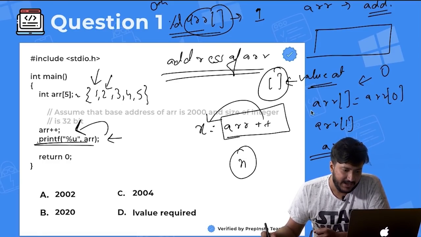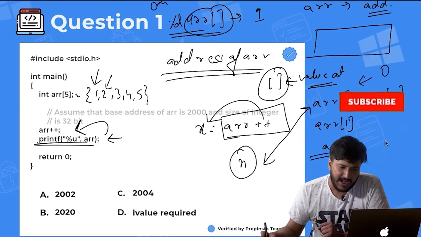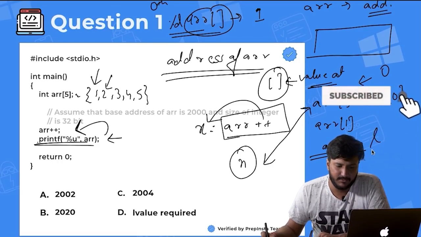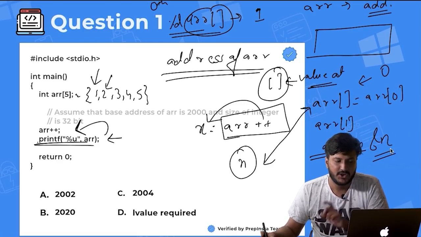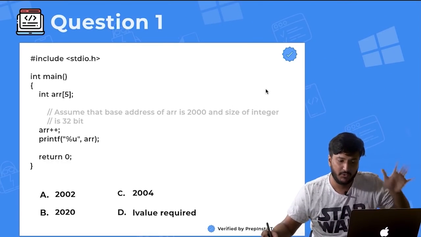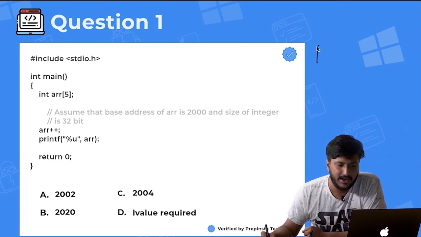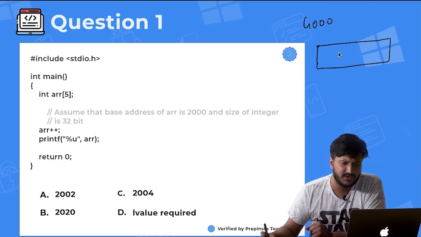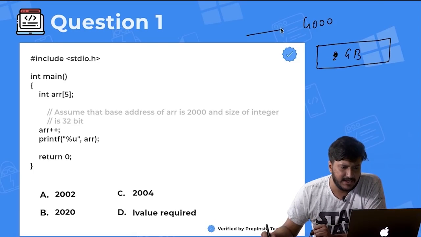So this arr of bracket is comparable to this n, and this arr is comparable to ampersand of n. A lot of people do not know this. So essentially what you are telling your program is that, okay, probably the address was at 4000, and the value stored, let's say here, was some garbage value. Now what you are telling is, okay, increment the address.